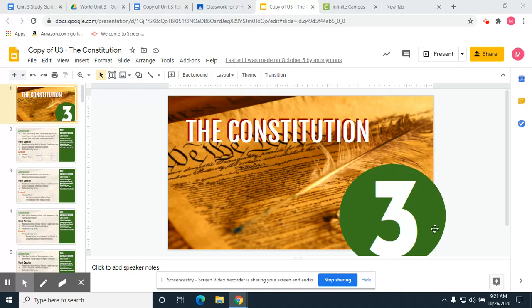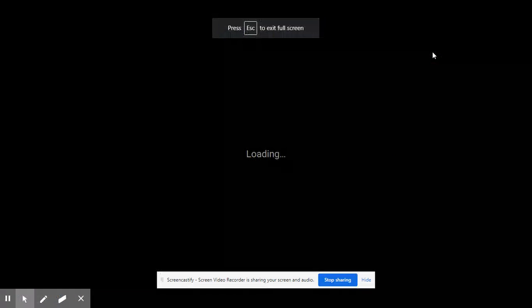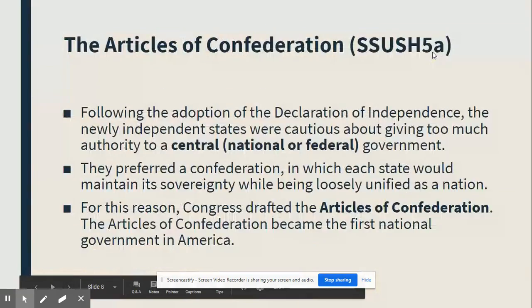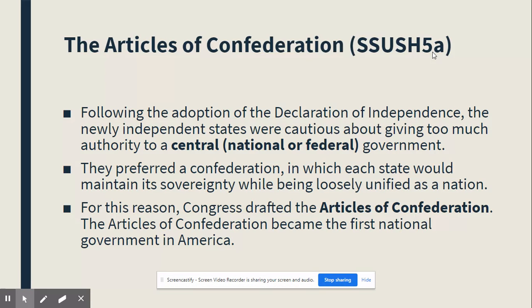Okay. So first off, the first question is, what were the Articles of Confederation? Remember, the Articles of Confederation is the first attempt at government that we are going to try. After the Declaration of Independence, it's the first one that we ever try to use, and it didn't work. It didn't help us. It didn't give us a good government, but it did have some positives.